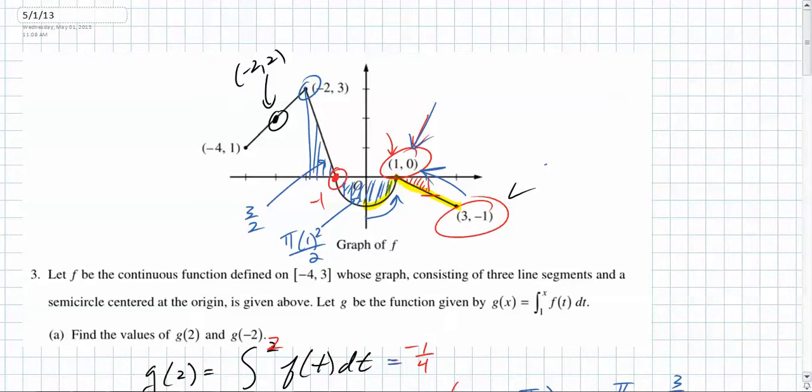So what can we say? It has neither, because it goes from negative to negative. It needs to change, right? If it goes from positive to negative, it's a maximum. If it goes from negative to positive, it's a minimum. So let's look at -1, though.